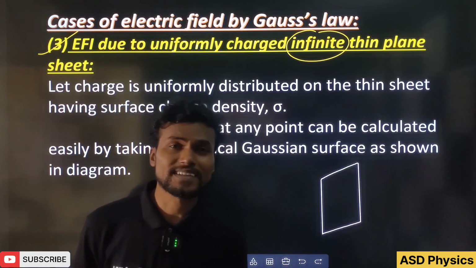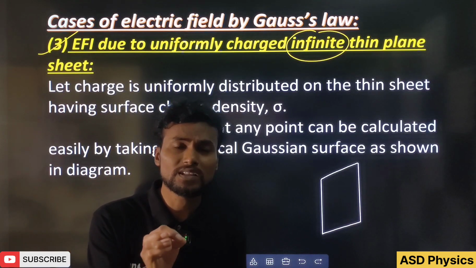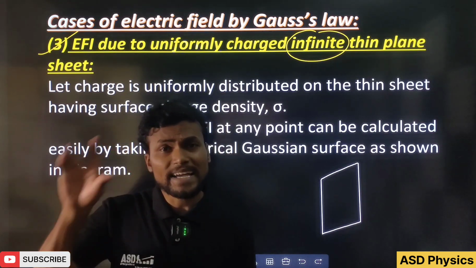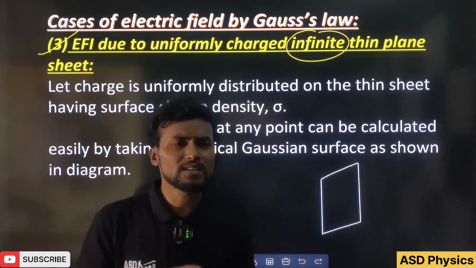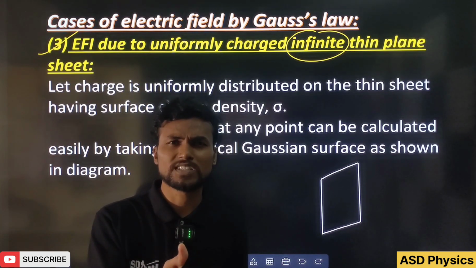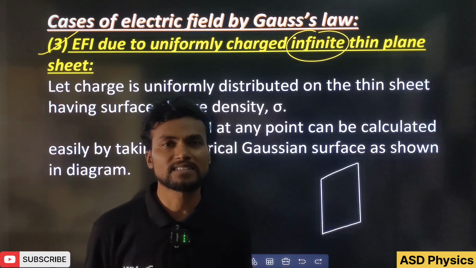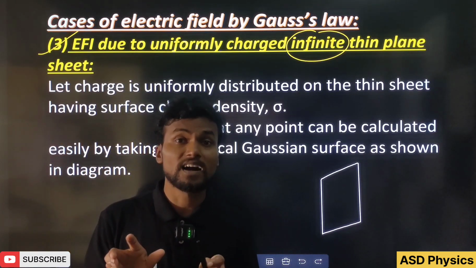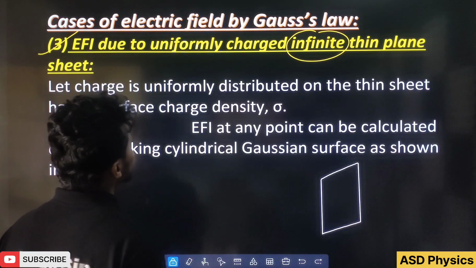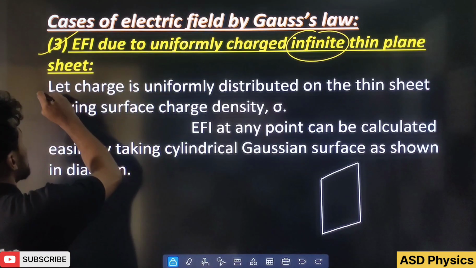Actually, you have to understand one thing, the sheet is not truly infinite. The concept is very simple. The observation point is very close compared to the size of the sheet. For example, the area of the sheet is 10 meter square, but the observation point is just 5 centimeter or 10 centimeter away. In this situation, we can consider that sheet an infinite sheet. I hope you have understood the meaning of an infinite thin plane sheet. So let's start.